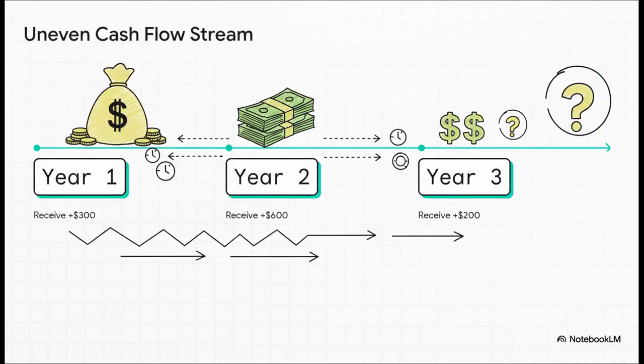So let's take a look at a classic example here. Imagine you have an investment that pays you $300 in year one, $600 in year two, and then $200 in year three. This is what we call an uneven cash flow stream. And trust me, it's way more common than you'd think. The big question is, what's this whole stream of cash actually worth at the end of year three?